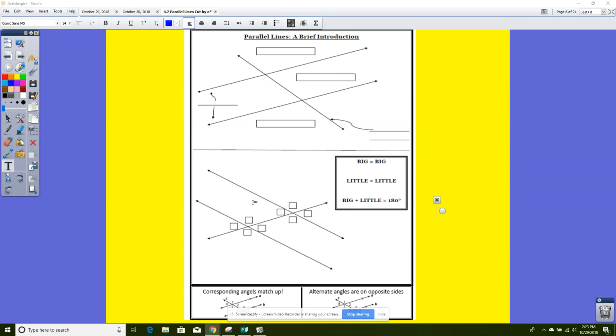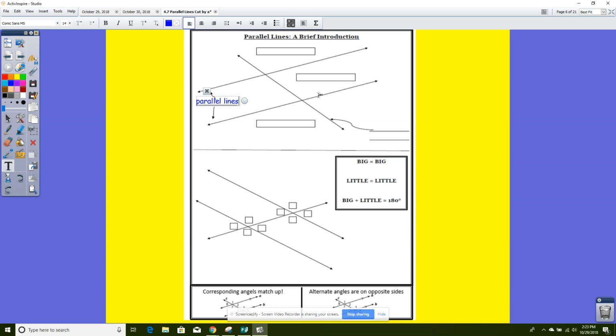This video is for the rest of lesson 4-7, and here we're going to start parallel lines. So as you can see here, I've got two parallel lines. So these lines right here are my parallel lines.